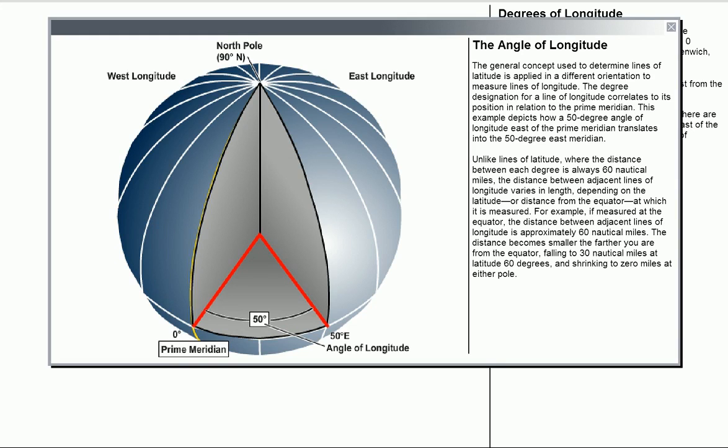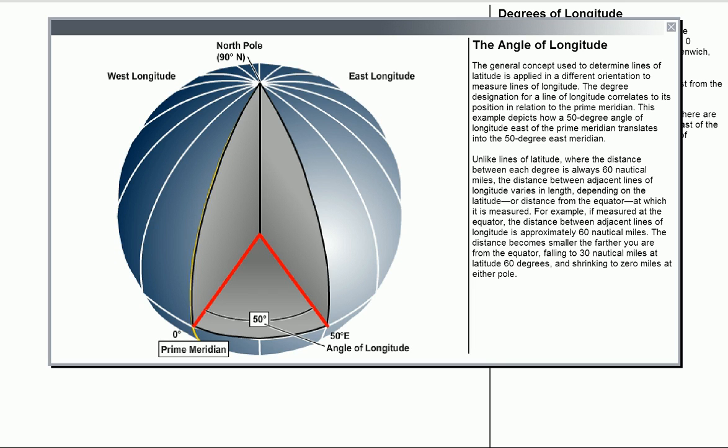The general concept used to determine lines of latitude is applied in a different orientation to measure lines of longitude. The degree designation for a line of longitude correlates to its position in relation to the prime meridian. This example depicts how a 50-degree angle of longitude east of the prime meridian translates into the 50-degree east meridian. Unlike lines of latitude, where the distance between each degree is always 60 nautical miles, the distance between adjacent lines of longitude varies in length depending on the latitude or distance from the equator at which it is measured.